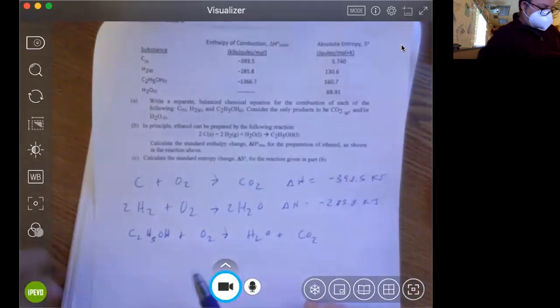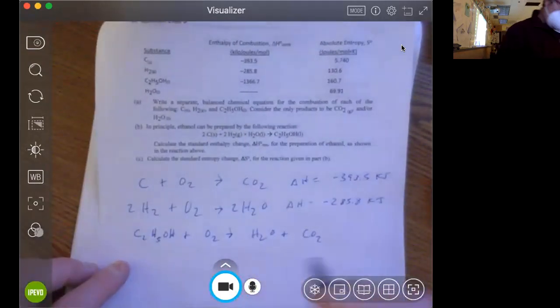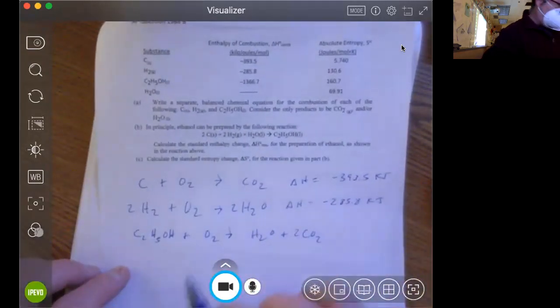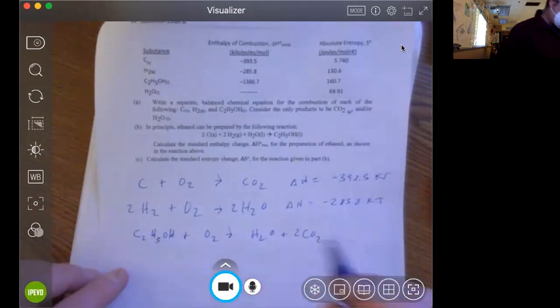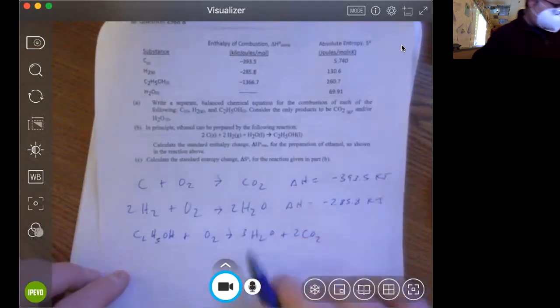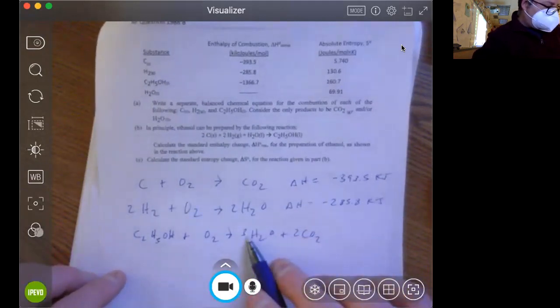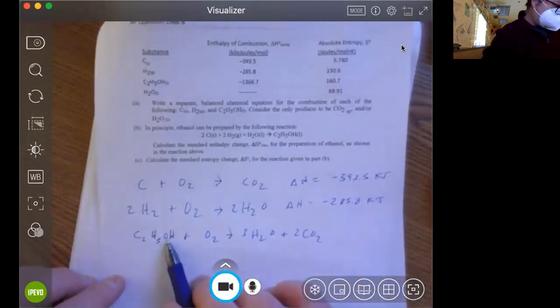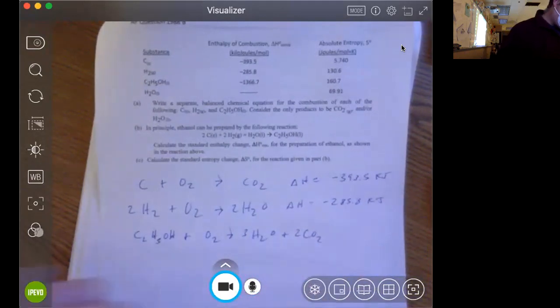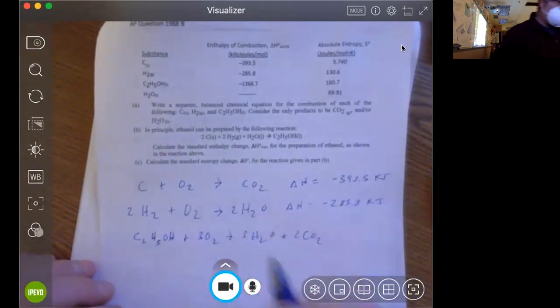And we need to balance this a little bit. Here we have 2 C's, so we need a 2 there. 5 plus 1 is 6 H's, so we need a 3 there. 3 plus 4 is 7. 7 minus 1 is 6. So we need a 3 here.